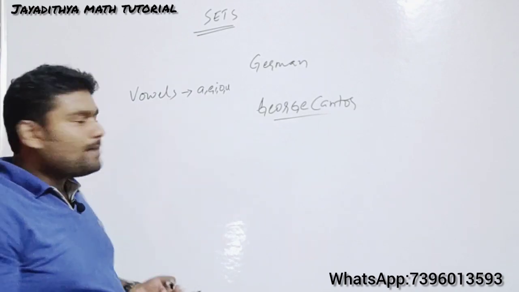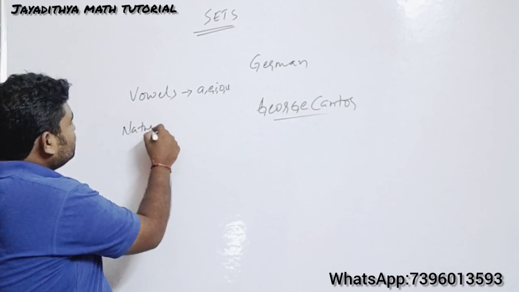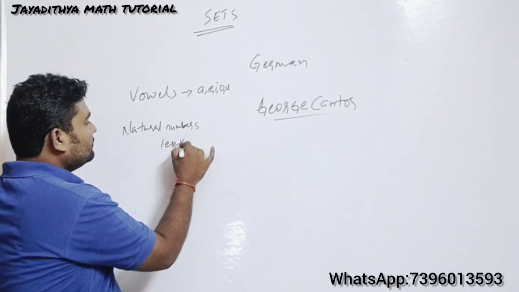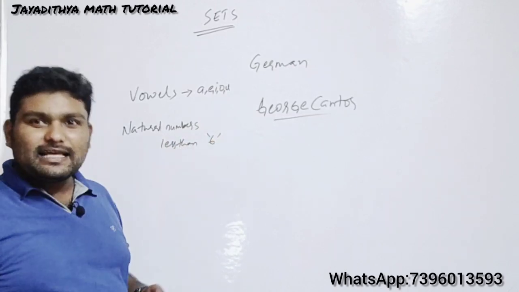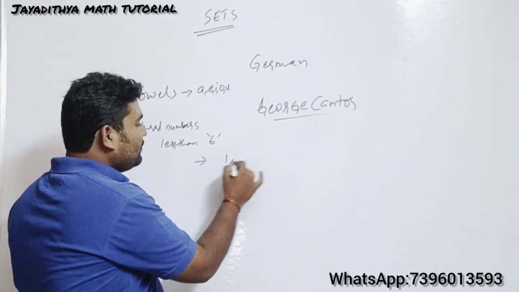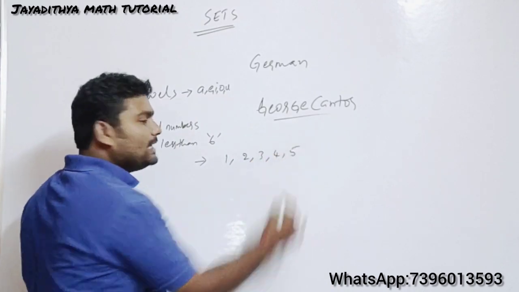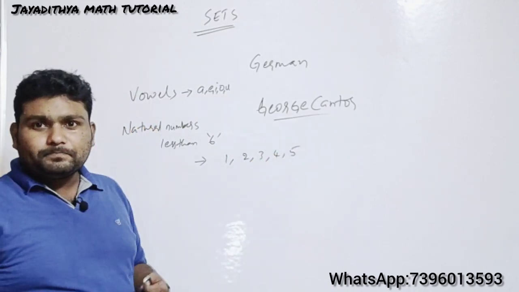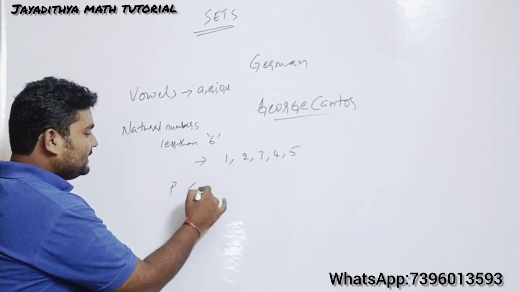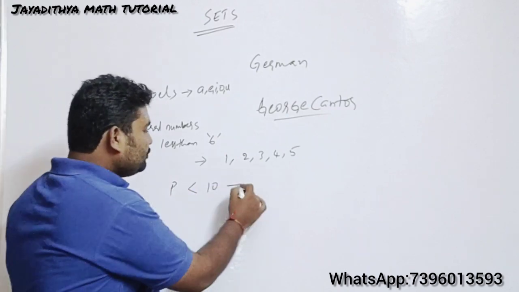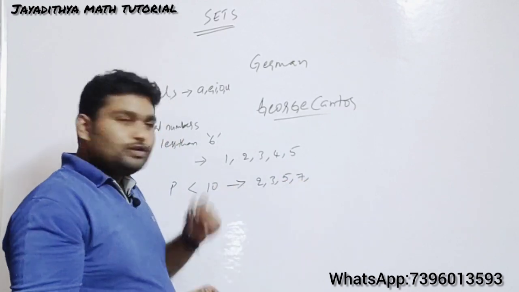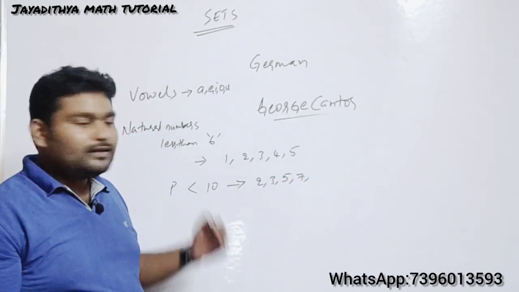You can also take one more example, like natural numbers less than 6. What numbers will we get here? We can easily say 1, 2, 3, 4, 5. What are the prime numbers less than 10? I am writing it like this. The prime numbers less than 10 are 2, 3, 5, 7.